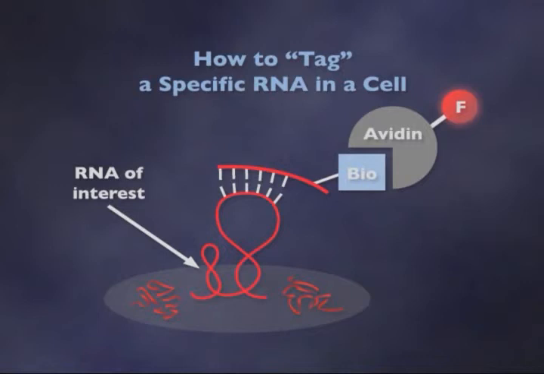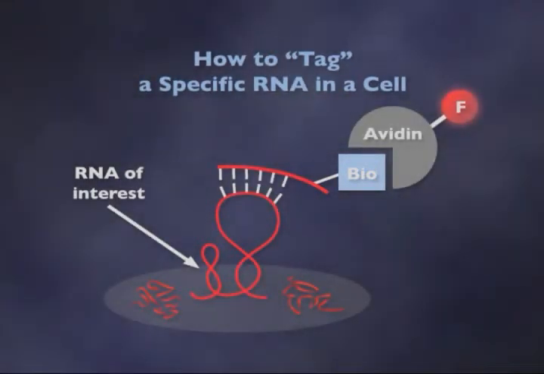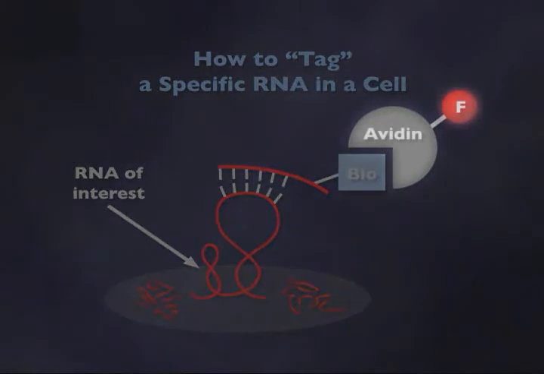That probe molecule can be chemically derivatized with a small molecule called biotin. The reason for doing that is that there's a protein that's quite easily obtained called avidin that has a very high affinity and binds biotin very specifically. And avidin can be chemically derivatized with a fluorescence group.